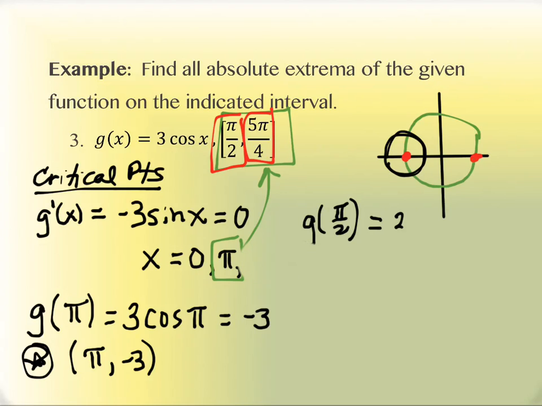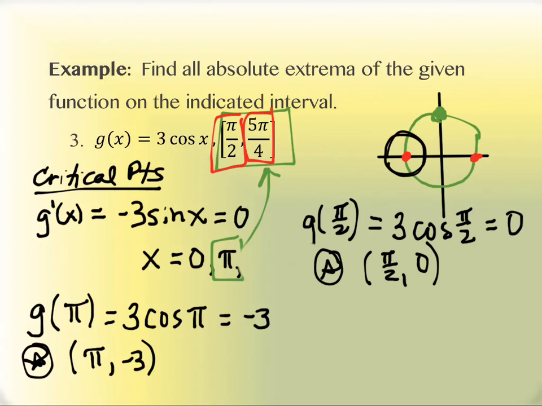So I'm going to be finding 3 times the cosine of pi halves. All right, so what is that? Pi halves is up here on my circle. What's the cosine value up there? It's 0. So this is 0. So this ordered pair, ordered pair number 2, is pi halves, 0.